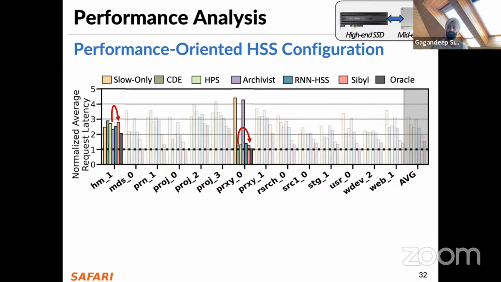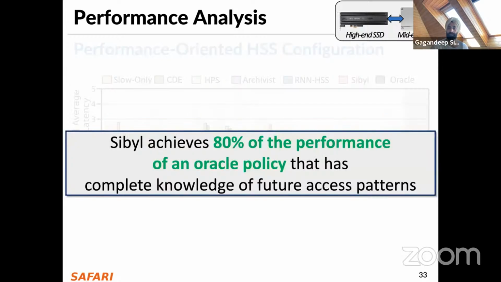Therefore, we show in the paper how we can overcome such kinds of issues. In such cases, we need to do frequent retraining of the training network, and then Sybil is able to provide better performance in these cases as well. On average, Sybil achieves 80% of the performance of an Oracle policy that has complete knowledge of the future access patterns.